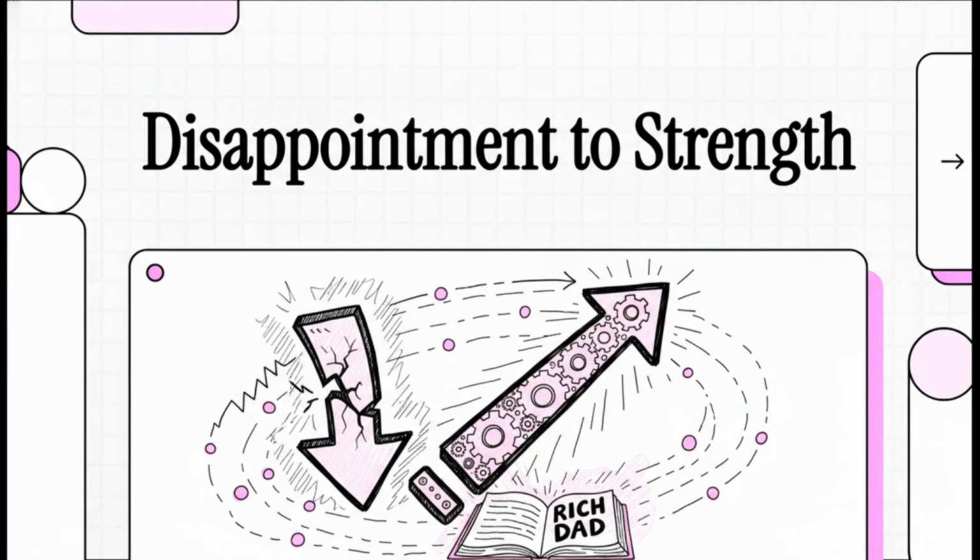Have you ever been so let down by a failure that you just swore, "That's it, I'm never trying that again"? Yeah, we've all been there. But what if I told you those moments aren't really endings at all? What if they're actually the beginning of something much better? We're going to dive into a really powerful idea from Robert Kiyosaki's Rich Dad philosophy, and that's how to take those painful setbacks and turn them into your greatest source of strength.